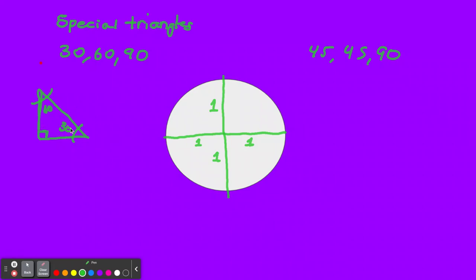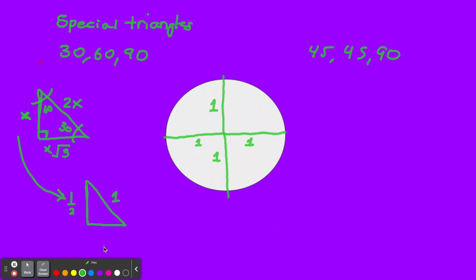Well, one side, the opposite of 30 degrees will be x. The hypotenuse will be 2x. And this side here that's opposite 60 degrees will be x times the square root of 3. So for example, let's say you had a triangle and you had the hypotenuse of 1. So if the hypotenuse is 1, that means this side right here has to be half, because remember, the hypotenuse is double in the special triangle, 30, 60, 90.